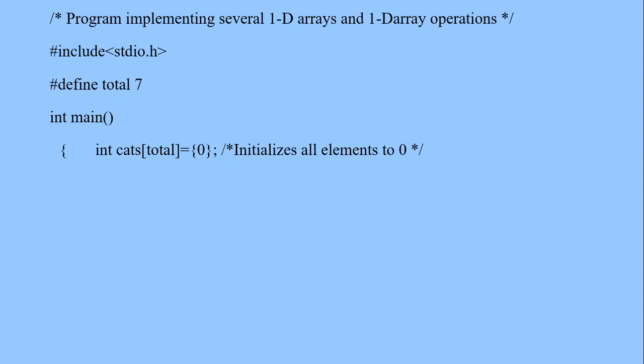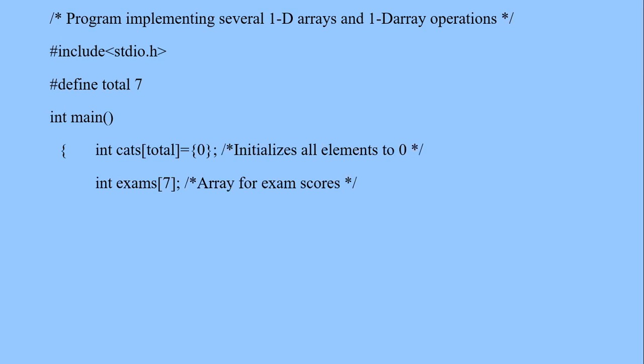So we have int cats. The subscript is TOTAL, equals to all the elements initialized to 0. In other words, this statement declares a memory location for an array called cats and initializes all the elements to 0.